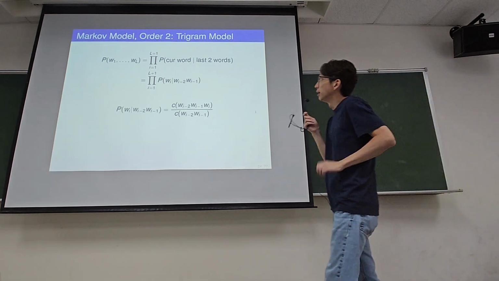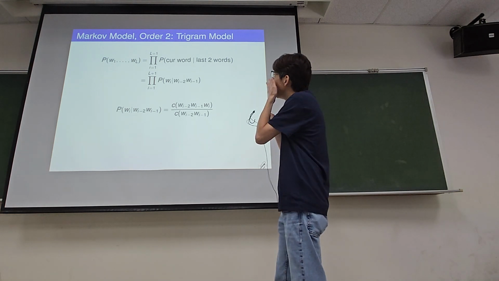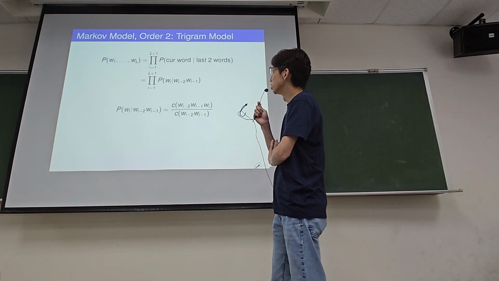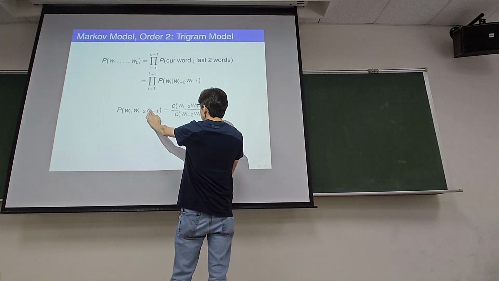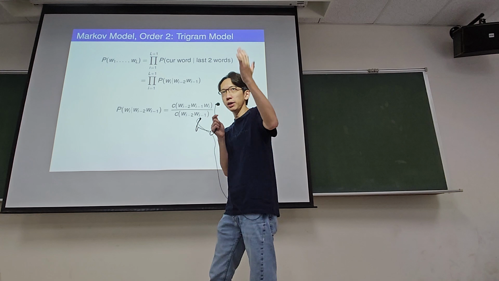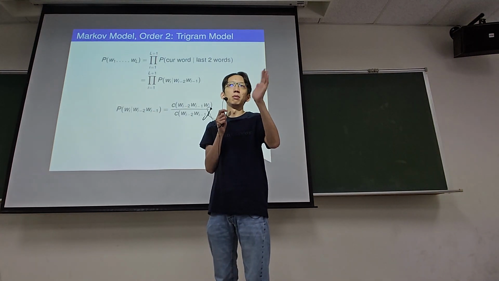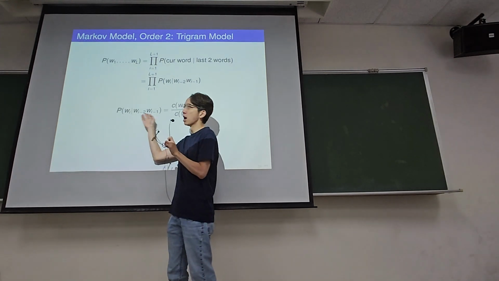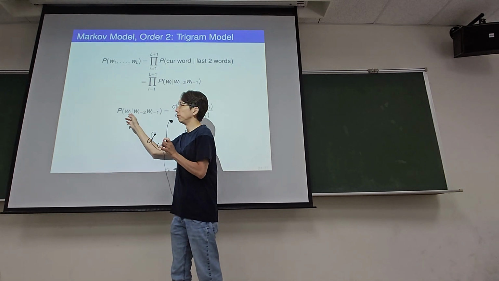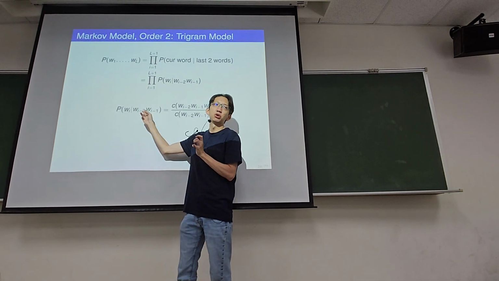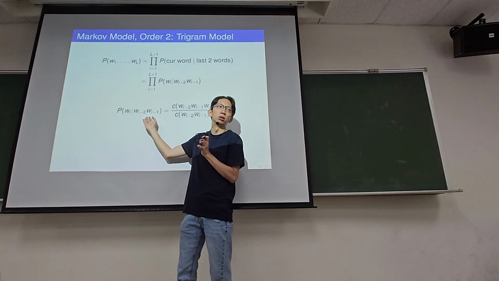This kind of thing we call a Markov model of order 2, and it's trigram. The probability of the current word depends on the last 2 words: the probability of wi given wi minus 1 and wi minus 2 is just this count ratio. Think back to our connected word recognition: the probability of the current word given all past words was simplified to one past word, which is the bigram model. Here, it's simplified to the past 2 words.